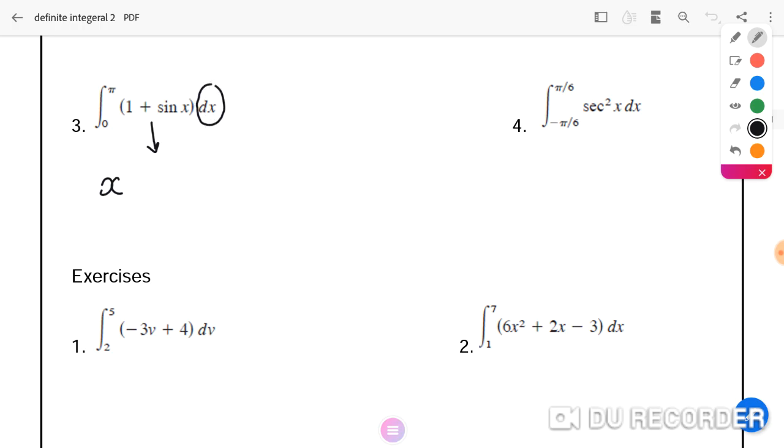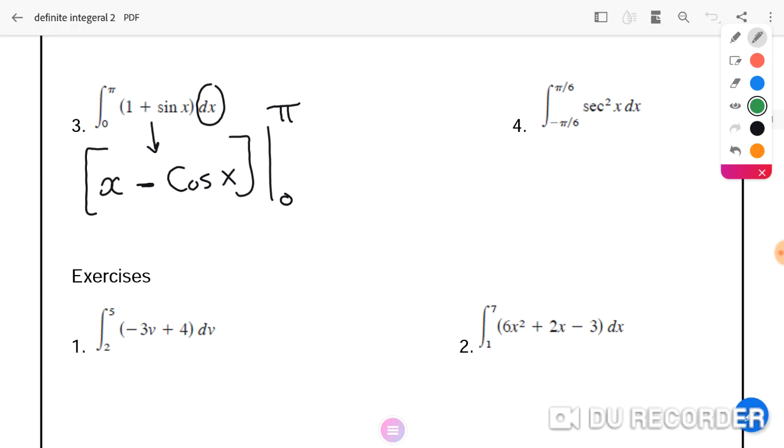Here sine x, its integration is what? Cosine x. But since the integration of the function has a negative sign, it has a negative sign. This one is from what to what? From 0 to pi. So I have to substitute by the upper limit of the integration in this antiderivative of this function.